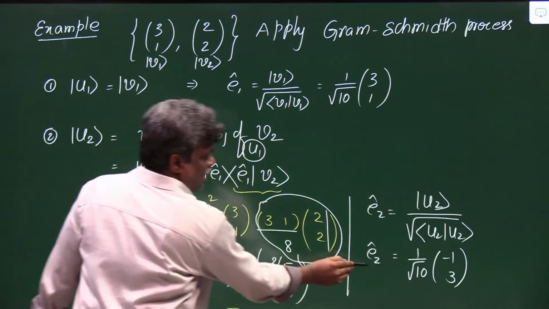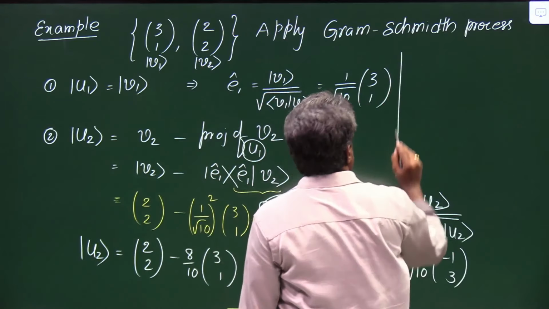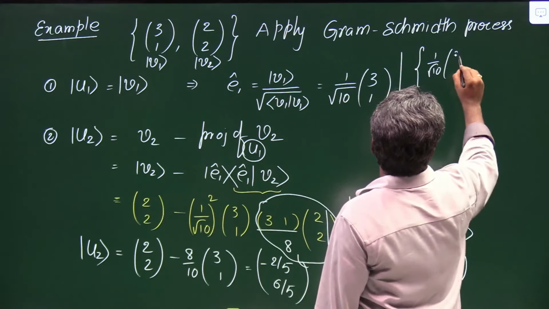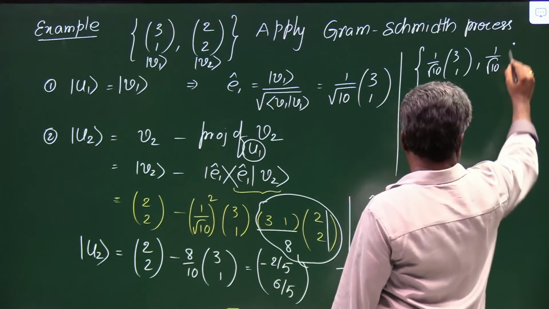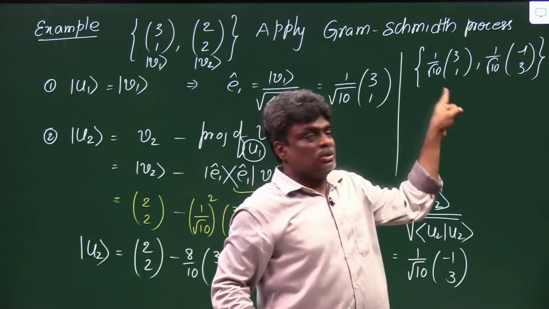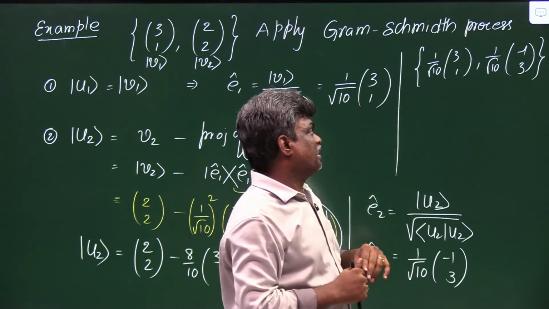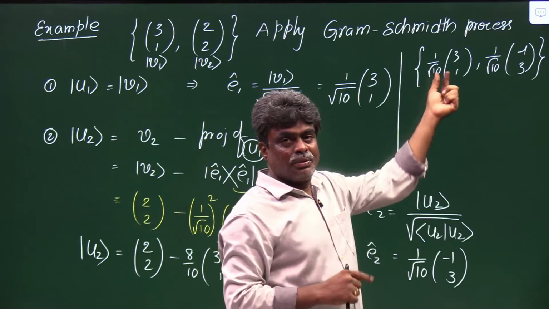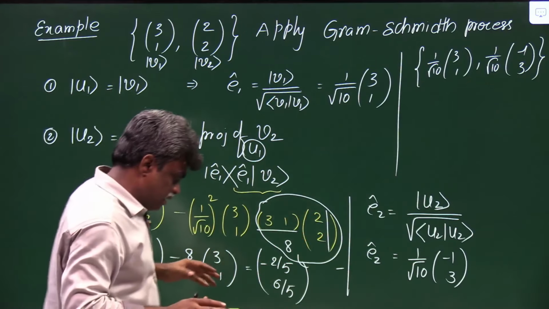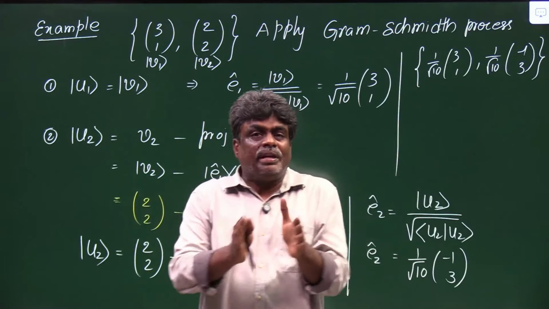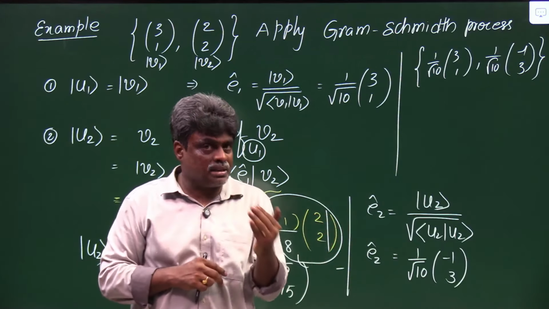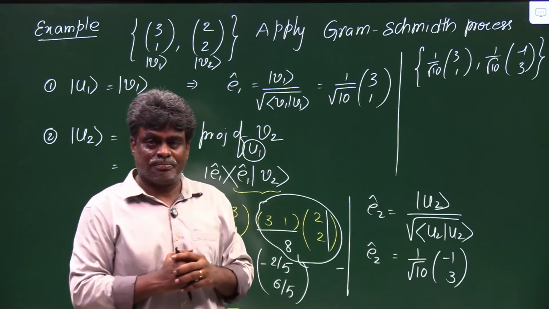Now you got e1 and e2 cap, so please check what our result is. So we got this complete basis: 1 over root 10 (3, 1) and 1 over root 10 (minus 1, 3). If you find the inner product of these two, you are getting 0, that is orthogonal. And if you take the self inner product, you will get 1, which satisfies the orthonormal condition. So this method is basically, if a set of linearly independent vectors is given, we can convert them into a complete basis which satisfies the orthonormal condition, right?